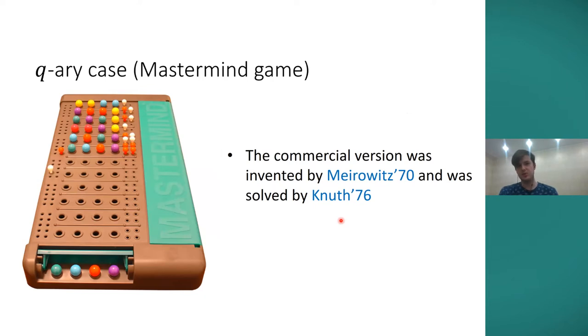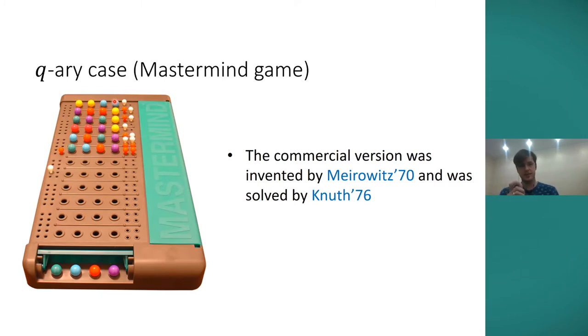Okay, and now let's just talk about the Q-ary case, and this case is already connected to the so-called Mastermind game. In this game, we have again two players, and one player, say the code maker, creates some sequence of colorful pegs and hides it somewhere, and another player tries to guess this sequence by asking questions. Each question is again some sequence of colorful pegs, and as an answer, the code breaker receives the Hamming distance between these two sequences and some additional information. Let me skip these details.